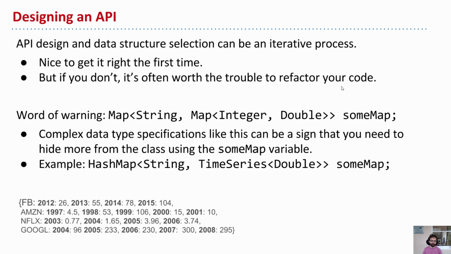So my little example here is, let's suppose what we're doing here is storing stock values at the end of the year for various companies. So I map a string to a map from integers to doubles. So in this case, FB, the string, maps to a map from 2012 to 26, 2013 to 55, 2014 to 78, 2015 to 104, and so on.